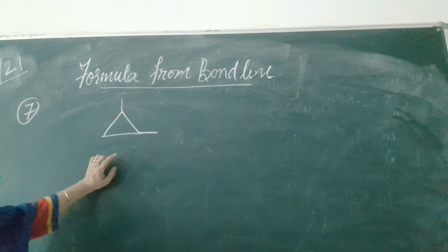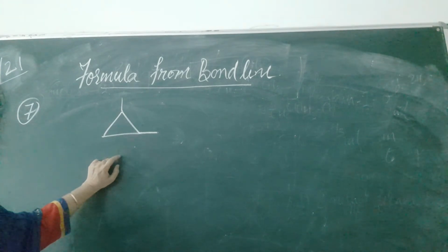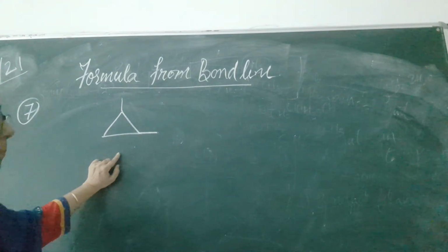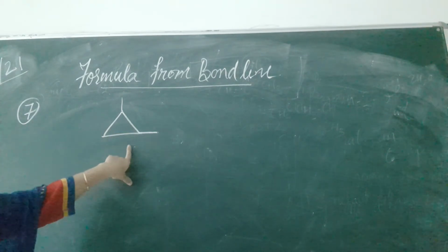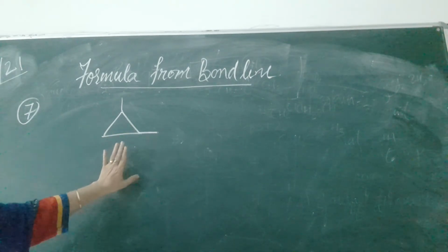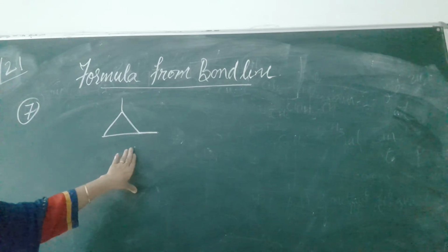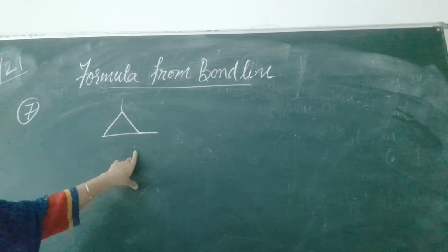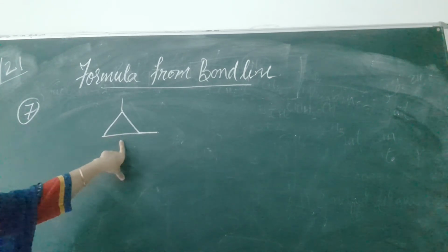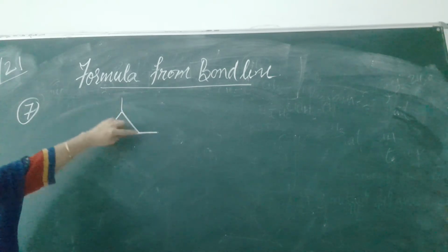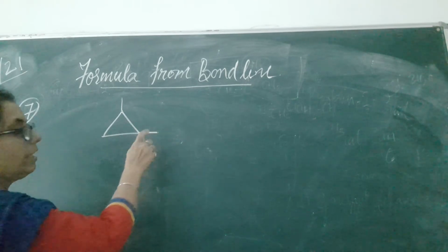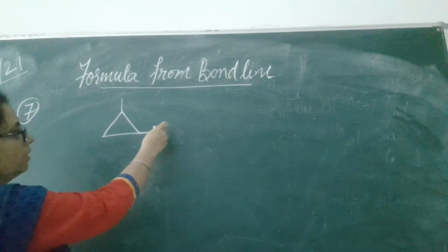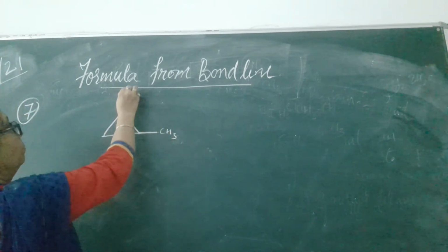Yes children, see the next formula. Don't get confused with this formula. It's very easy. Now what is written there? A 3 carbon ring, no double bond. That means this compound is cyclopropane. To this cyclopropane, on 2 carbons, 2 methyl groups are attached. Whenever a bond is there without anything at the end, it is understood that there must be a methyl group.